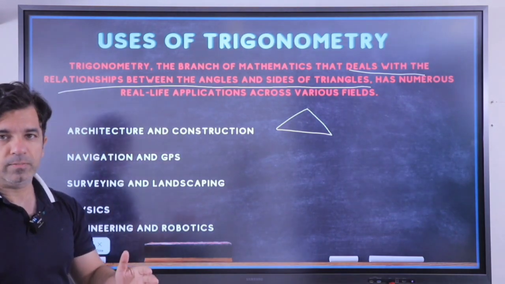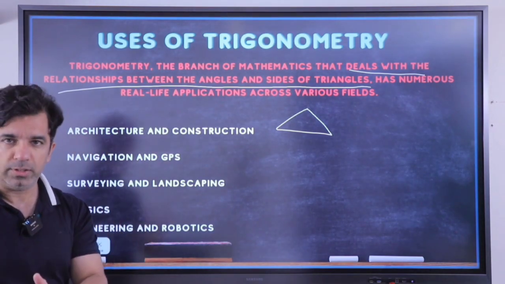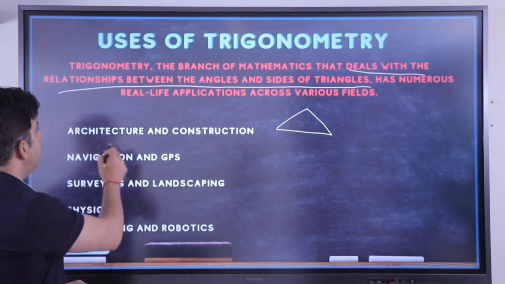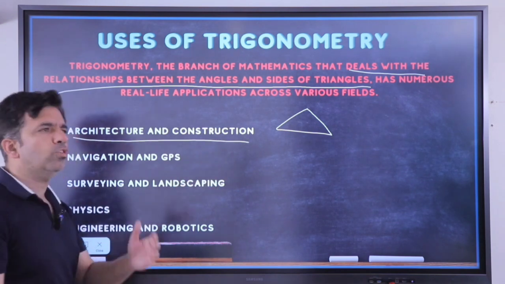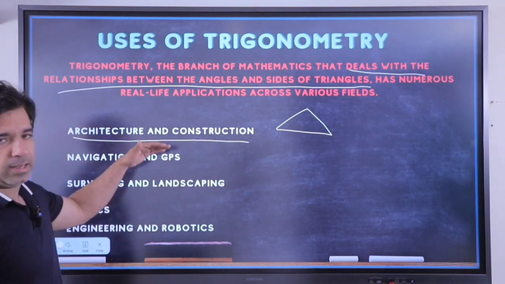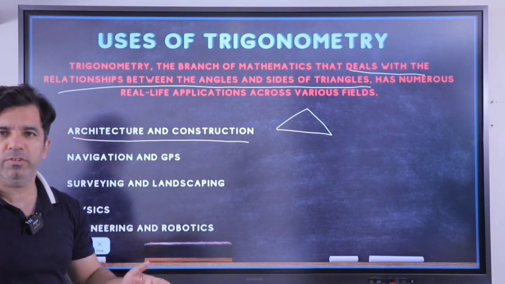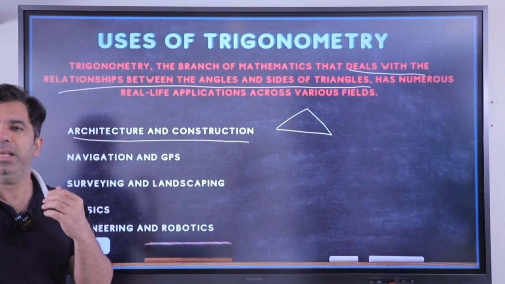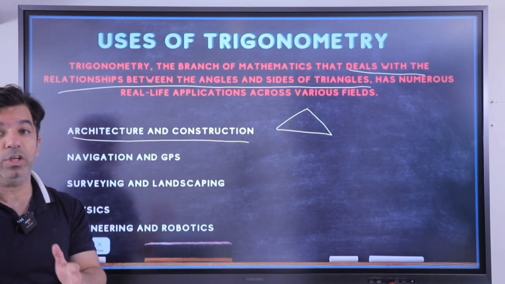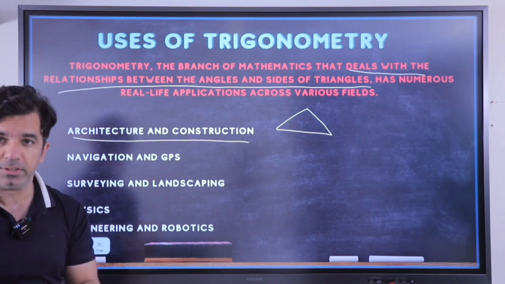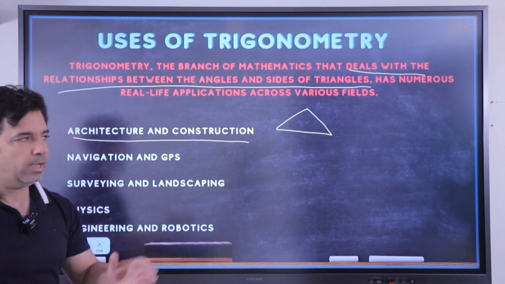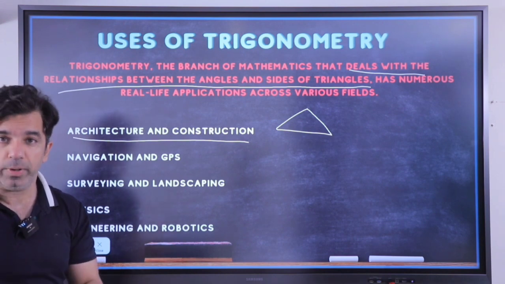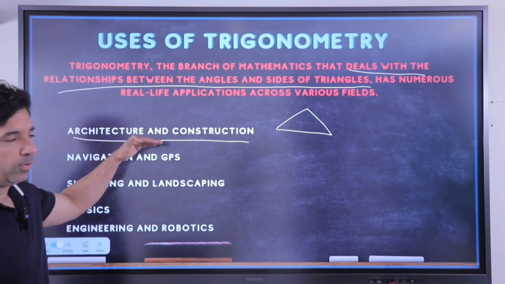But whatsoever be the place, wherever triangles are used, that is the place where trigonometry comes into play. For example, in architecture and construction, this is a huge area, because any bridge, any building which we are seeing all across the place, they all involve trigonometry at so many places. Whatever construction we can imagine involves trigonometry at so many places that we can't even imagine at this moment. It is so important for this particular field.